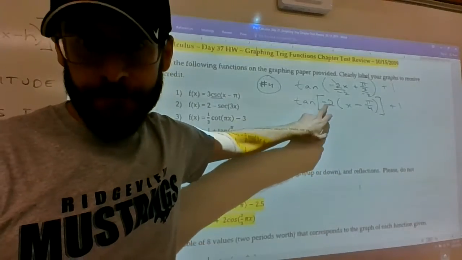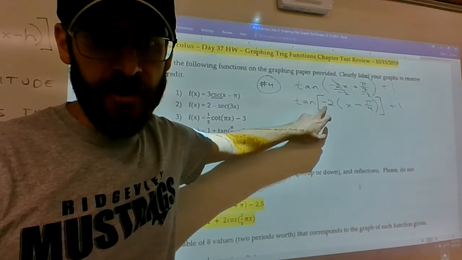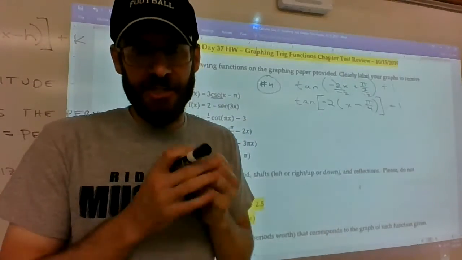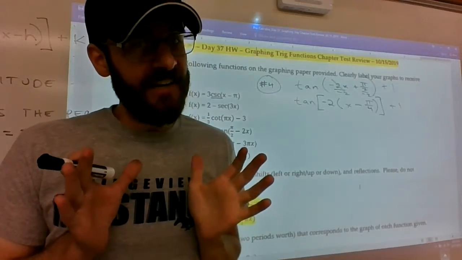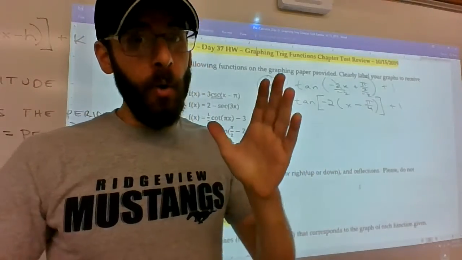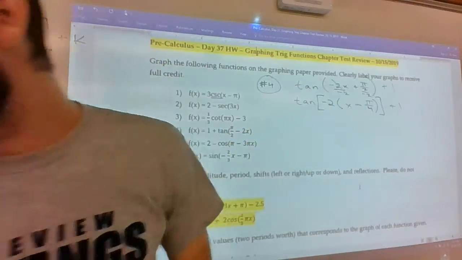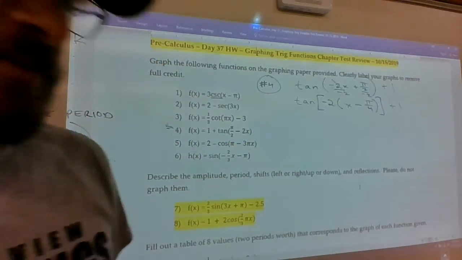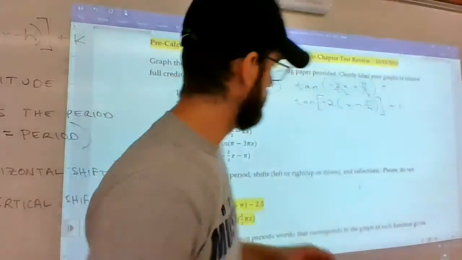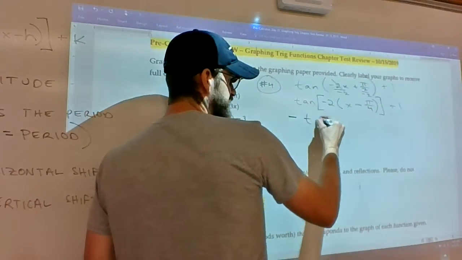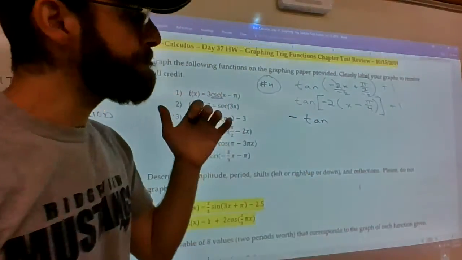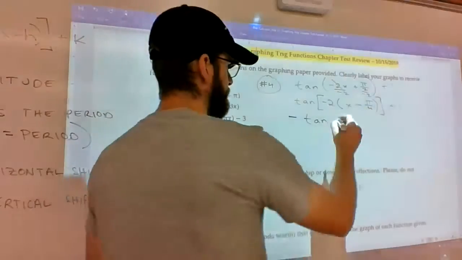That negative now, we have to make a decision about whether or not tangent is even, which says that negative inside will not change the outside, or if it's odd and it does actually change it and should come out. All these markers are running out of steam. Tangent ends up being odd.